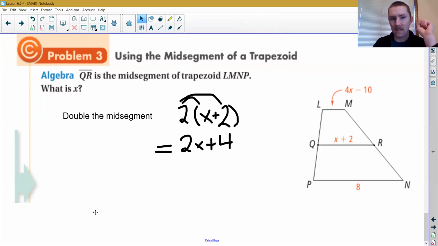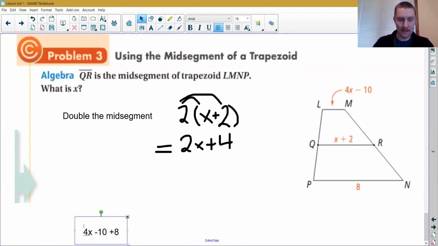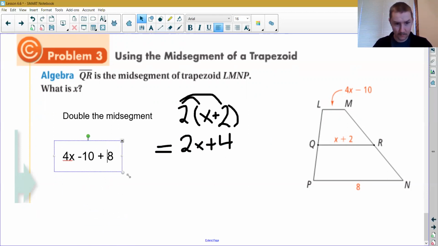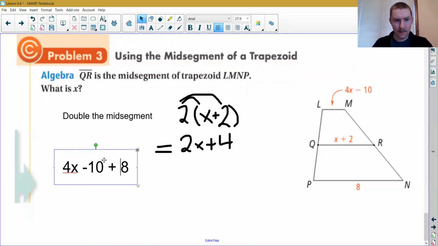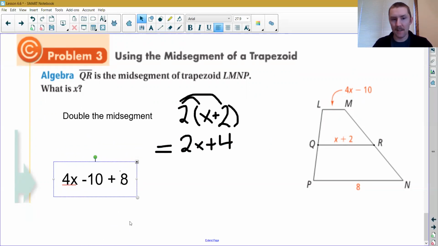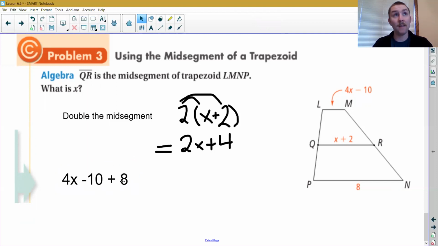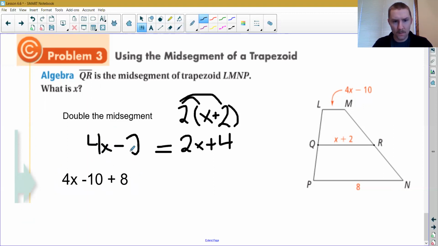Well, what are the two bases added together? Well, the two bases are 4x minus 10 and 8, right? So if I take those and add them together, what am I going to get? 4x minus 10 plus 8. Well, minus 10 plus 8 is going to make a minus 2, right? So what I end up with is 4x minus 2. And now I know these have to be equal because one of them is 2 times the mid-segment and the other one is the two bases added together. And those two things have to always be equal.